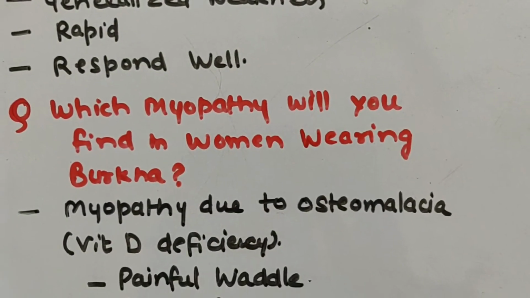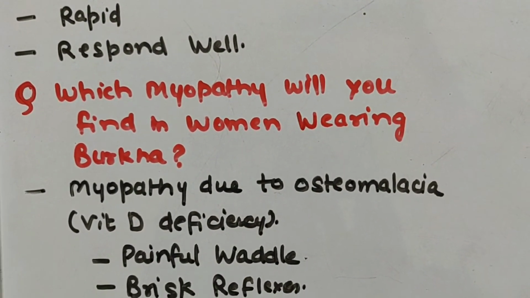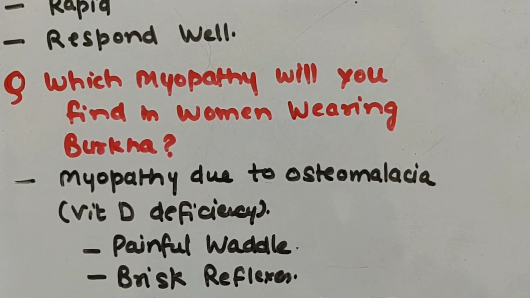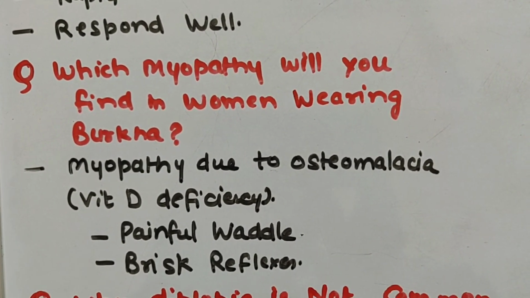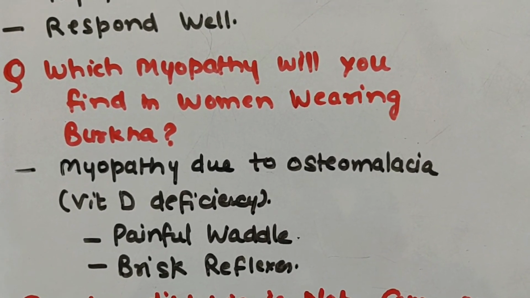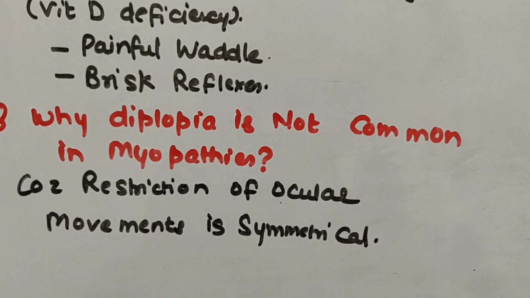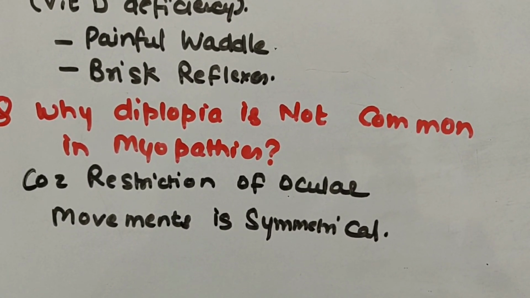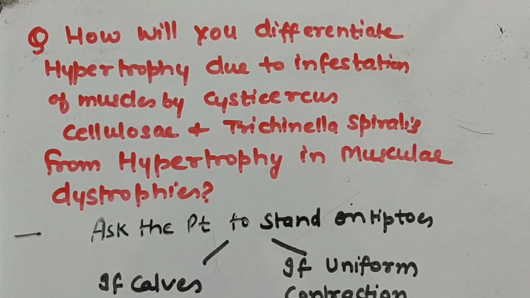Which myopathy will you find in women wearing burqa? Myopathy due to osteomalacia, that is vitamin D deficiency. They will have painful proximal muscles and brisk reflexes. Why is diplopia not common in myopathies? Because restriction of ocular movements is symmetrical.